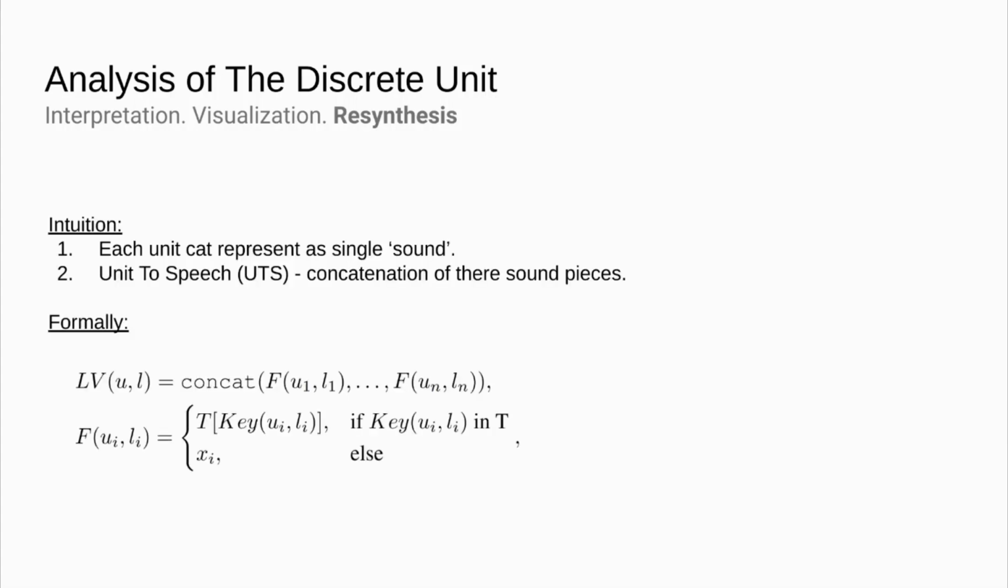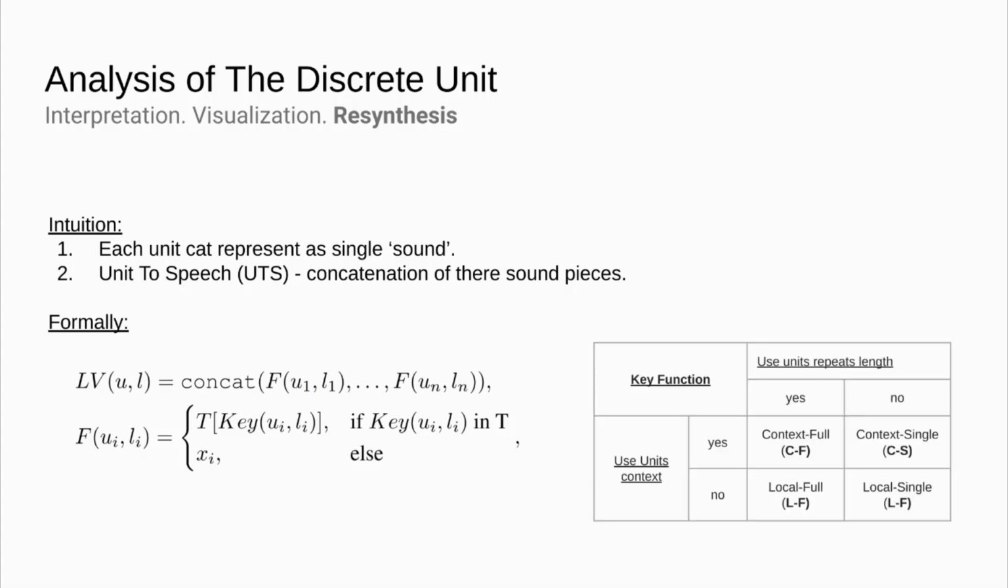Unit resynthesis. Next, we analyzed the units' information from the opposite direction, that is, through speech resynthesis. The method for this step is to decode the units back to speech using a lookup table, transcribe the generated audio, and measure the word error rate. Intuitively, in case of a strong correlation between the unit and the phonemes, we can take a single sound to represent each unit and apply the unit-to-speech step using the concatenation of these sound pieces. We explore different types of keys for the lookup table that combine these two options.